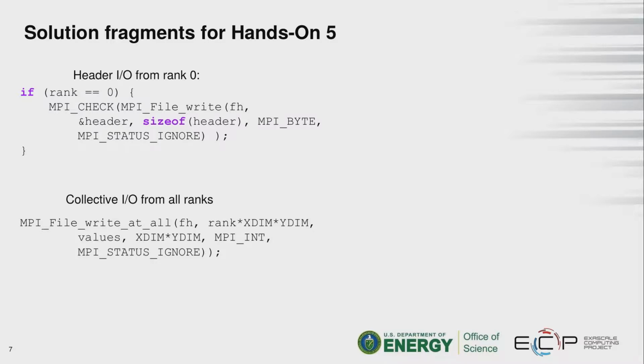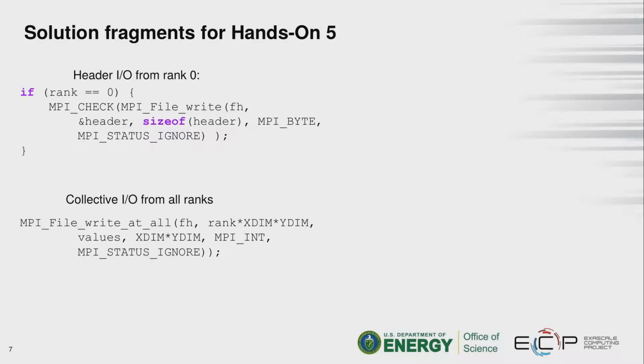We can mix independent and collective I/O on the same file handle. Once you open the file, you are not restricted to one or the other. You can go back and forth as long as you're careful not to step on anybody's toes. In this case, rank 0 is going to just write out the header, and that's going to look a lot like the POSIX write. There's a small number of bytes in that header. And then collectively, everybody will write out the data.